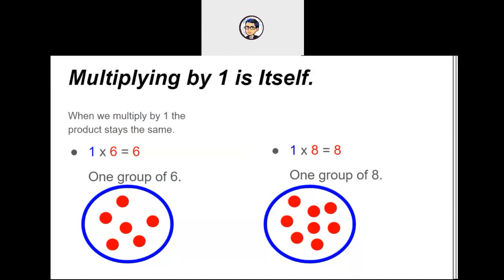1 times 6 is 6. 1 times 8 is 8. 1 times 9 is 9. One group of 2 is 2. One group of 3, or 1 times 3, is 3. Anything multiplied by 1 remains the same. The product stays the same because we're only talking about one group.